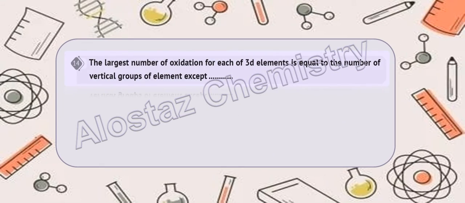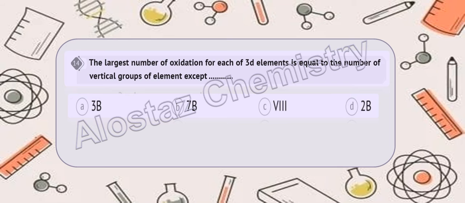Let's go to question 14. Question 14 says that the largest oxidation number for each 3d element is equal to the number of its vertical group, except which one? All of them contain one element in the group, except group 8, which consists of three columns collected in one group. Our choices are 3B, 7B, VIII, and 2B.